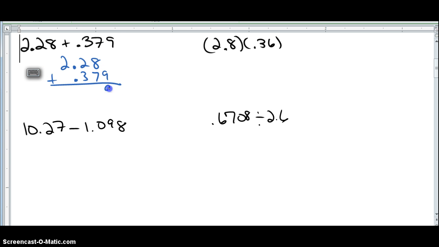So again, add: there's 9, 15, carry 1. So when I regroup, there's 5, there's 6, and there's 2. And you can estimate and say, well, if I add about 38 cents to this, does that seem to be in the ballpark? And that looks pretty good.